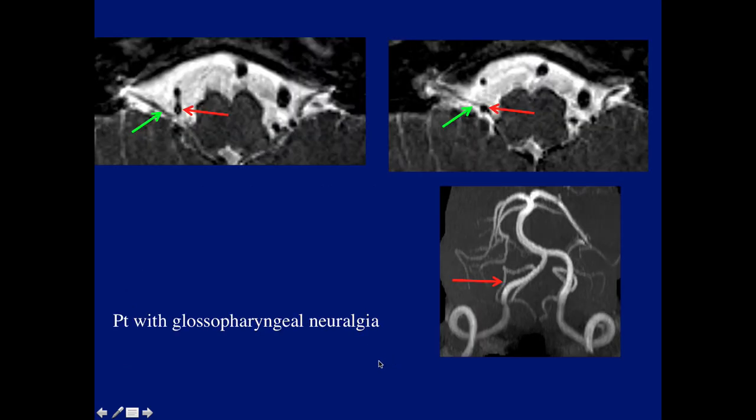However, there's one thing that we can see, and that is, again, a vascular conflict between the 9th nerve and the vessel, in this case the PICA branch, which is impinging on the nerve. And glossopharyngeal neuralgia is extremely painful and has very debilitating symptoms. So again, like trigeminal neuralgia and hemifacial spasm, you can get these rare cases of glossopharyngeal neuralgia.